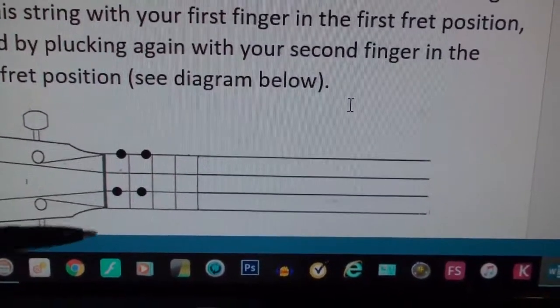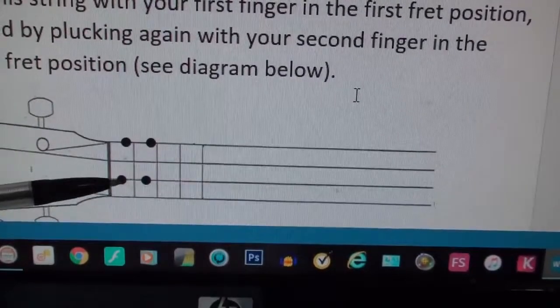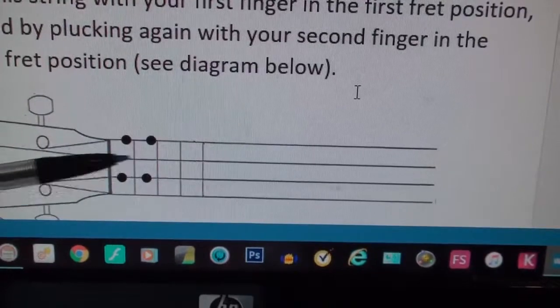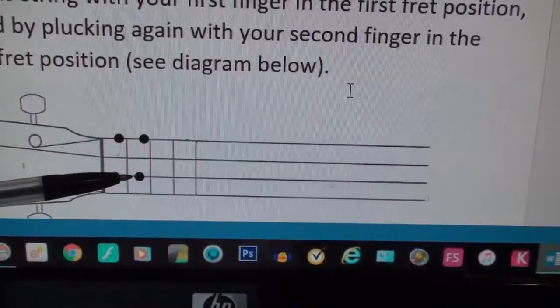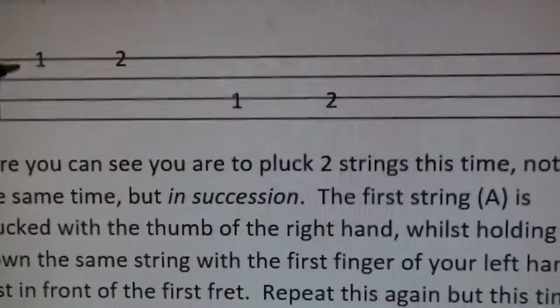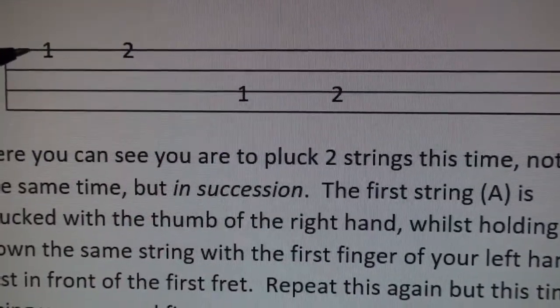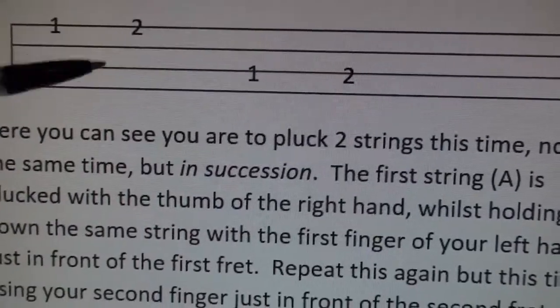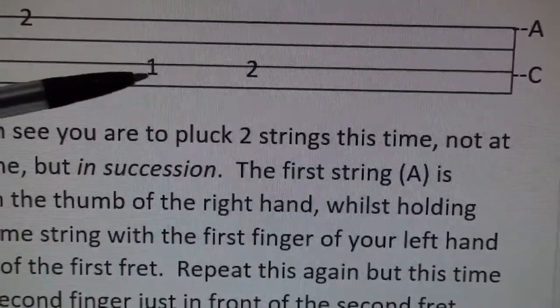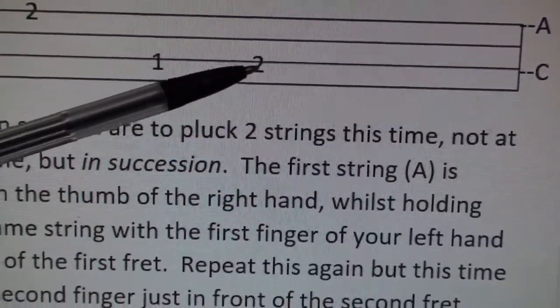your third note in this sequence, you're jumping 2 strings, first finger, first fret, second finger, second fret, and that translates to this. So that's your A string, and then you're jumping 2 strings down to your C string, so it's first fret, second fret.